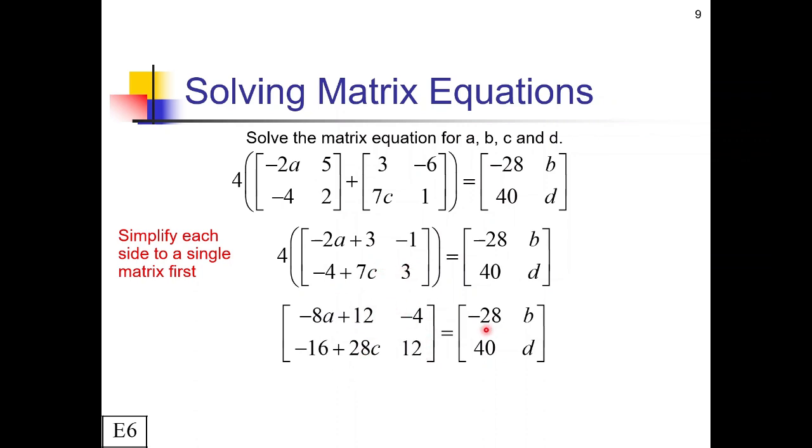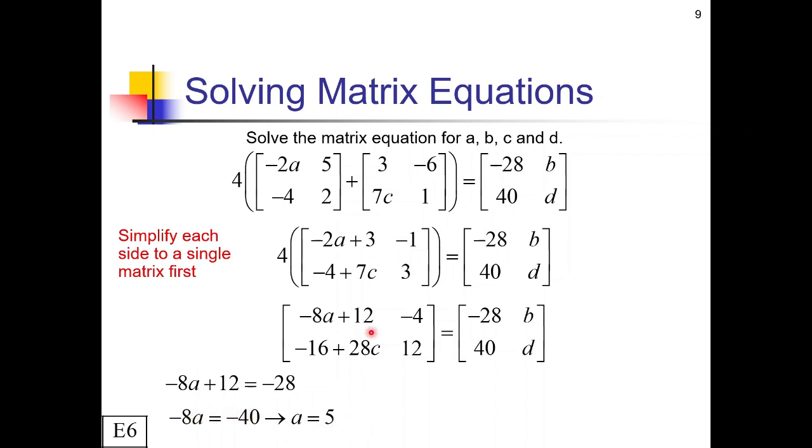Now I've got a single matrix on each side. Let's set each element equal to its corresponding element. So negative 8a plus 12 equals negative 28. So subtracting 12, we've got negative 8a equals negative 40. So then dividing by negative 8, a is going to equal 5.